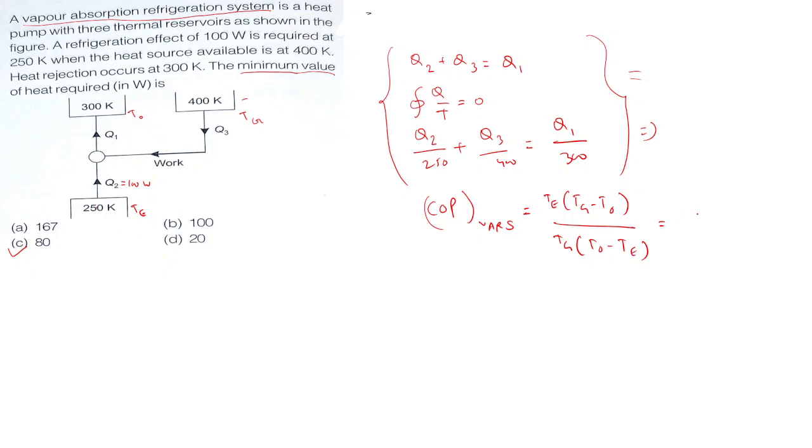So TE would be 250, TG is 400, and this is 300, and here TG is 400. I am solving two methods. First I solved here and second I am solving here. TG and TO would be 300 and TE is 250. So 1.25. So the ideal COP of VARS will become 1.25, right?